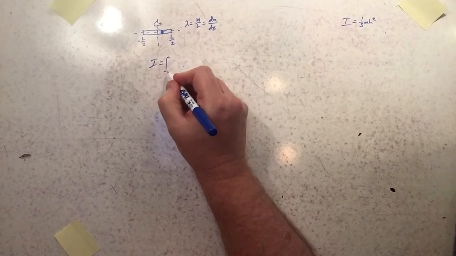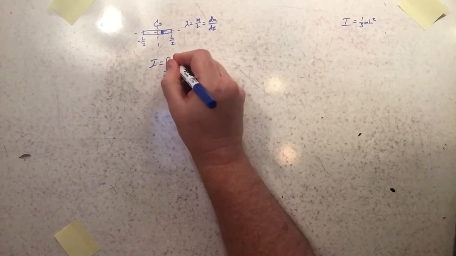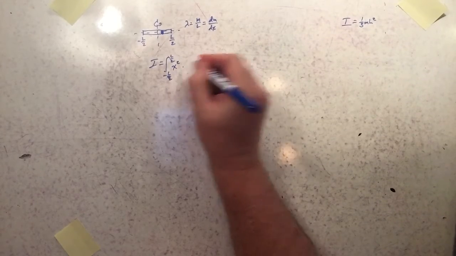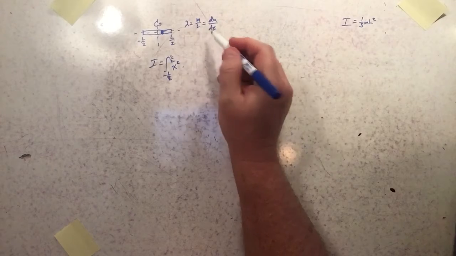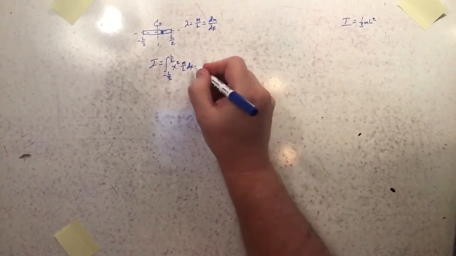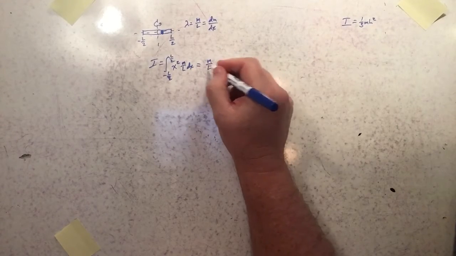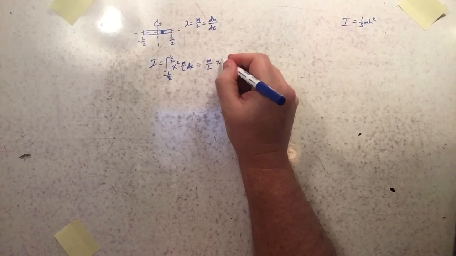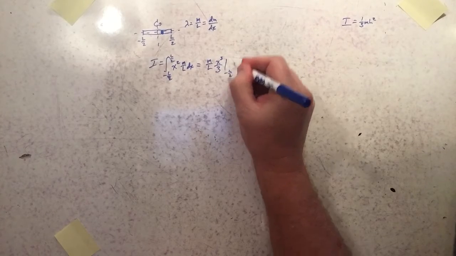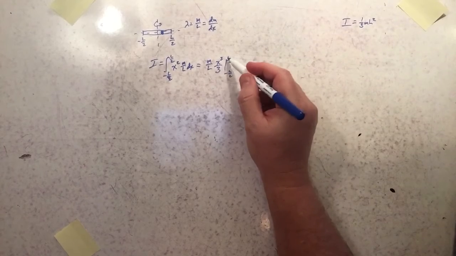integral. So it'll be the integral between now it's going to be between negative L over 2 and L over 2 of r squared dm, and that's going to be x squared, and dm is going to be m over L dx. And so it's little changed from the previous one. We'll still have the constant of m over L outside. It'll still be x cubed over 3, but now it's going to be evaluated between negative L over 2 and L over 2.